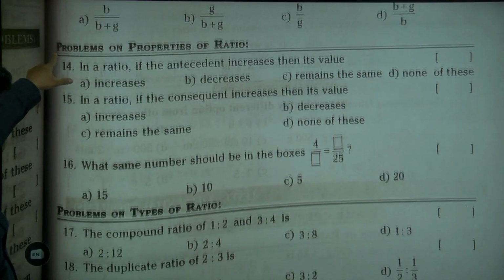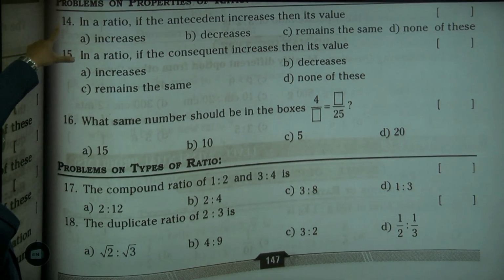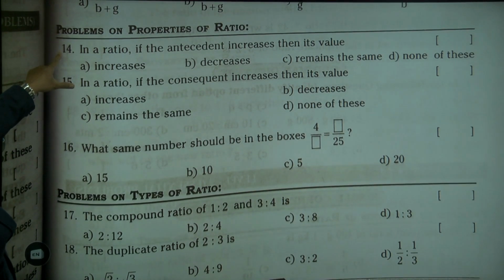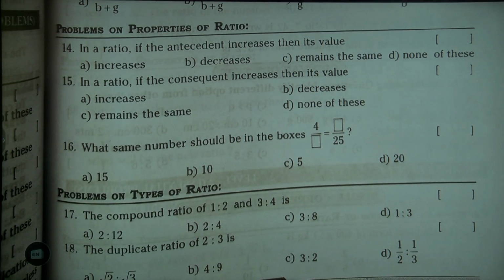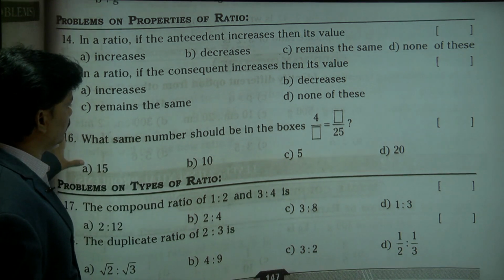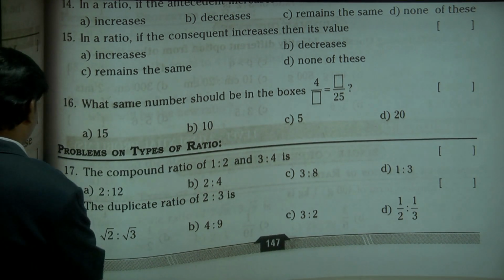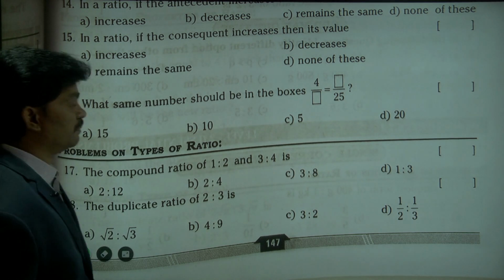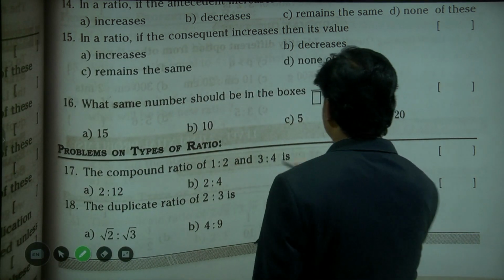14, 15, 16 only you can check. In a ratio, when the antecedent increases, the value decreases. When the consequent increases, the value increases. The same number should be here, you see. Again, the product of means is the product of extremes that it is asking.